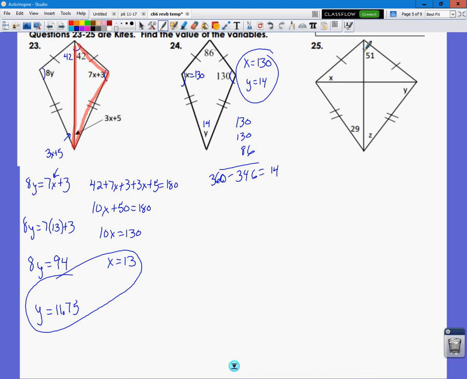This is also a kite, number 25. This is 51. Over here is 51. This one's 29. Where z is 29. There's one of my angles. Z equals 29. Diagonals are perpendicular in a kite, so I know that I've used 90 and 51. I've used 141 degrees of 180 degrees in a triangle, which means the remaining angle x is 39.